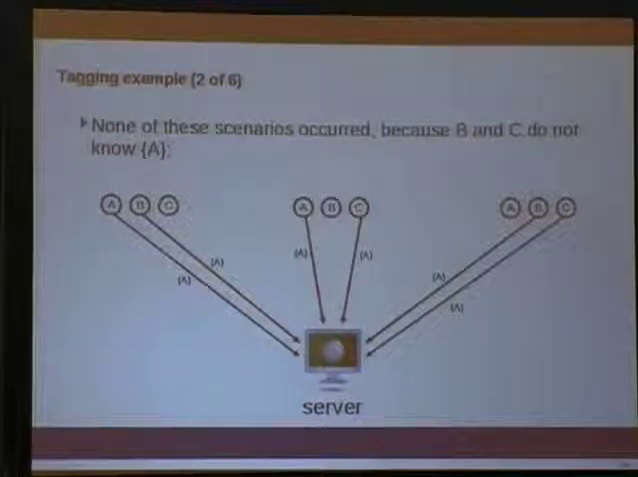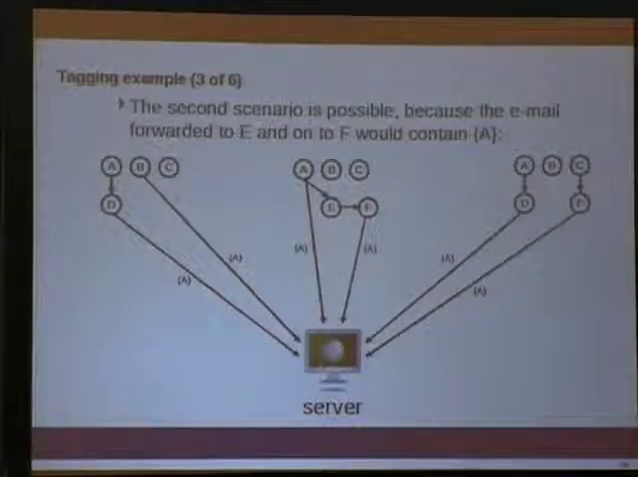None of these scenarios could have occurred because B, in the first example, far on the left, doesn't have tag A. And since our tagging technique is sufficiently difficult, they're not going to guess it. There's no way he could actually send that request to us with tag A. Same thing from the other two scenarios. C wouldn't know tag A, and neither B or C would know tag A.